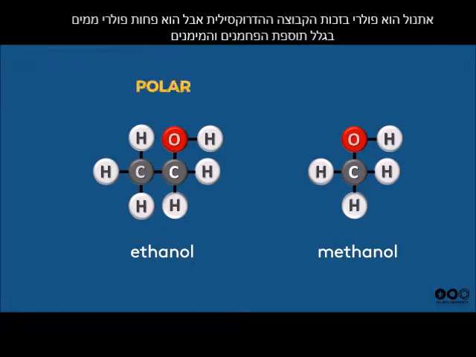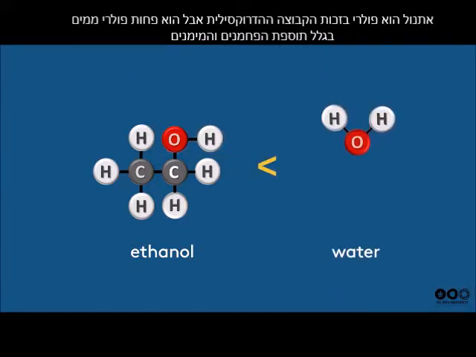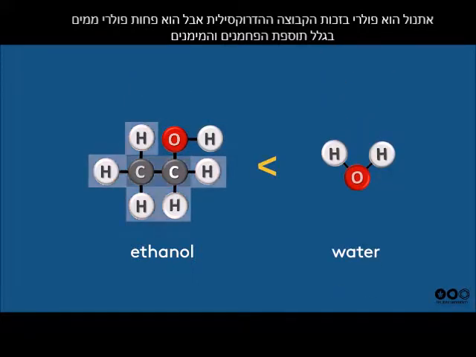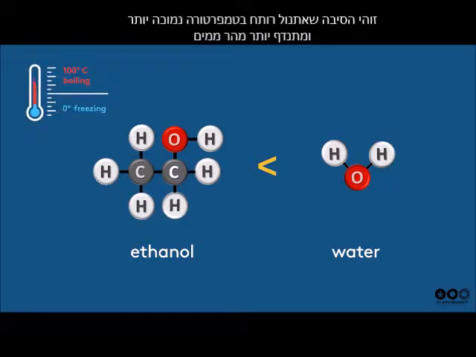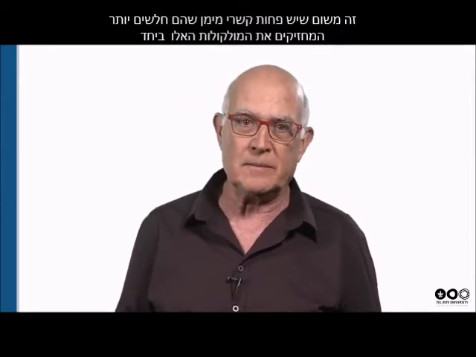Ethanol is polar due to the hydroxyl group, but it is less polar than water due to the extra carbons and hydrogens. This is why ethanol boils at a lower temperature, 78 degrees centigrade, and evaporates more readily than water. This is because there are few and weaker hydrogen bonds holding these molecules together.